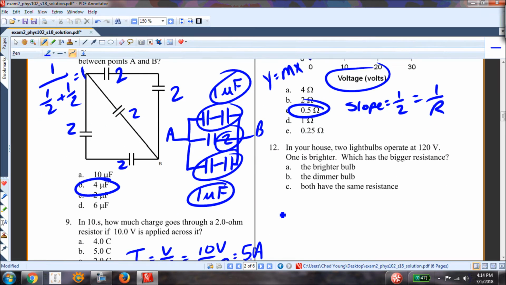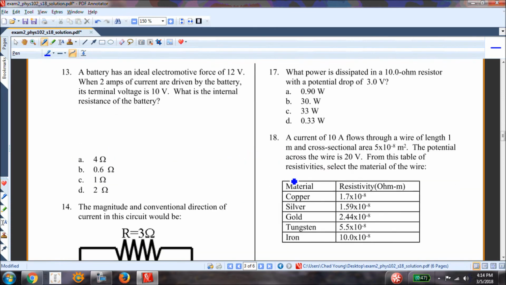In your house, 2 light bulbs operate at 120 volts. One is brighter. Which has the bigger resistance? It's going to be the dimmer bulb. The dimmer bulb because it doesn't allow as many electrons to go through. And you have, as a result, a less bright light bulb, a dimmer bulb. So the dimmer bulb has the bigger resistance.